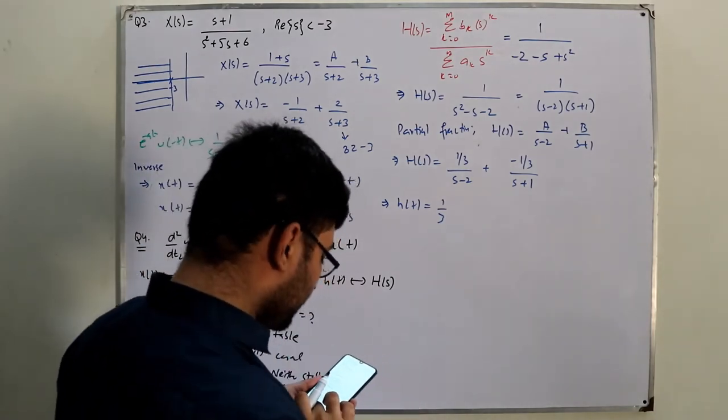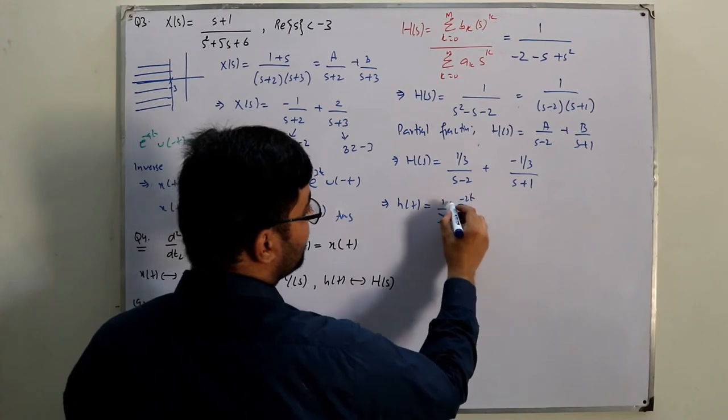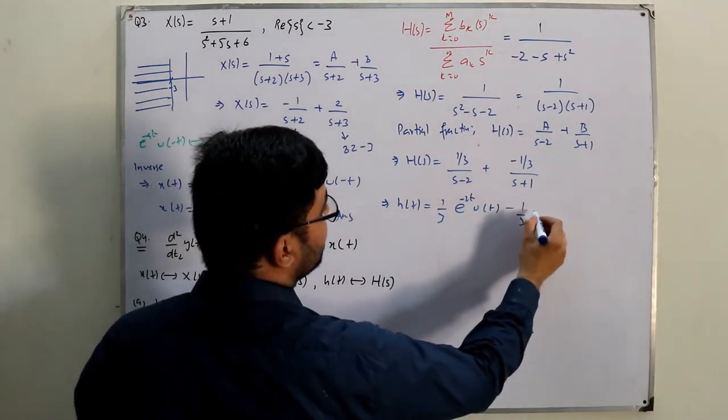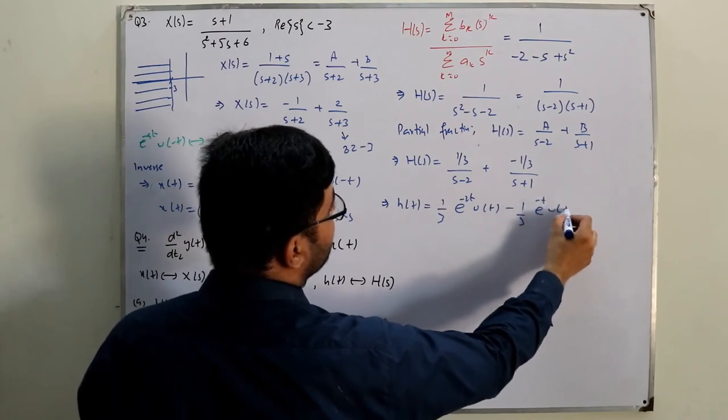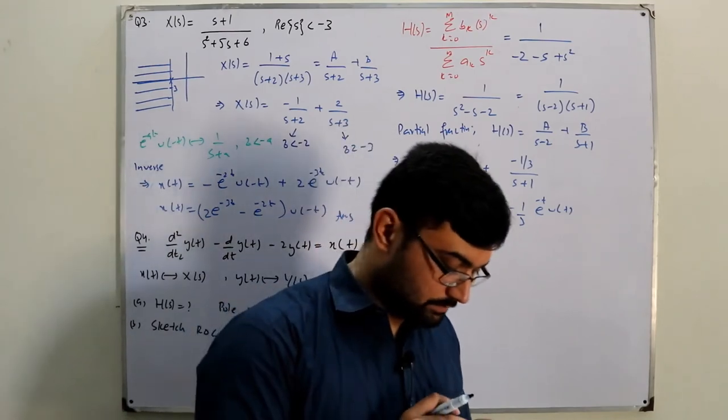Let's say this is right sided, okay? So what would you have? You have an exponential of negative 2t for this one, and then u of t, and then minus 1 over 3, and then you have an exponential of negative t, u of t for this one. This was not required. You can do it yourself anyways.